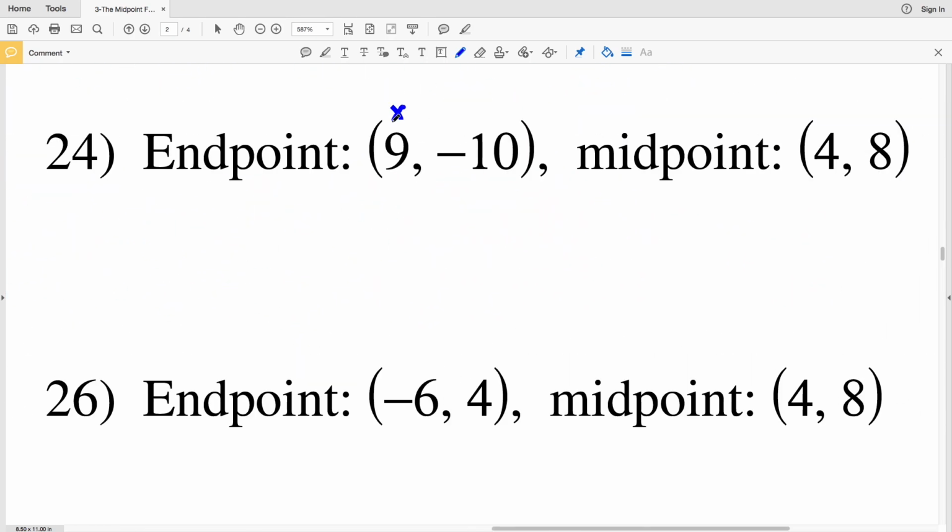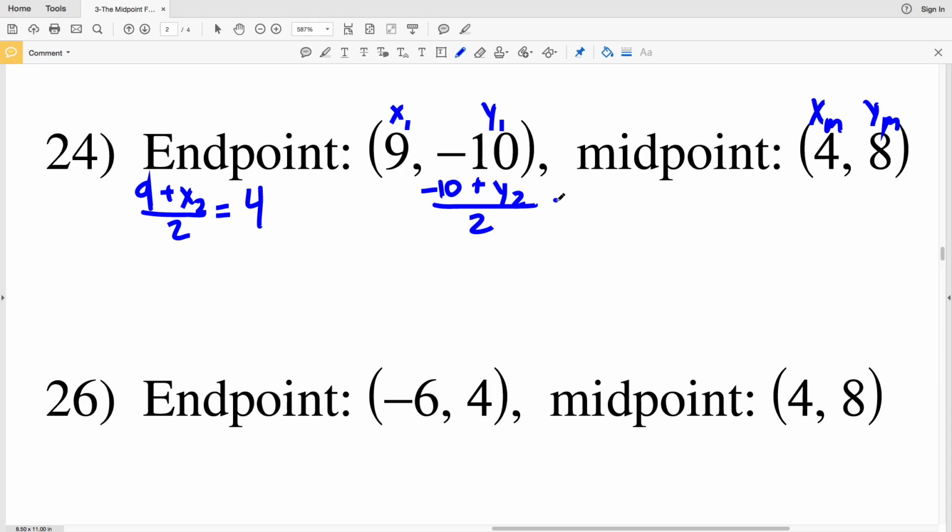In number 24, given x1, y1, x sub m, y sub m, I'm solving for my x2 and y2. So I'm going to have x1 plus x2 divided by 2 equals x sub m. So that's 9 plus x sub 2 all over 2 equals x sub m, which is 4. For my y coordinate of my endpoint, I'm going to have y sub 1, which is negative 10, plus y sub 2, divide that by 2, and that's going to give me my y coordinate of my midpoint, y sub m, which is 8.